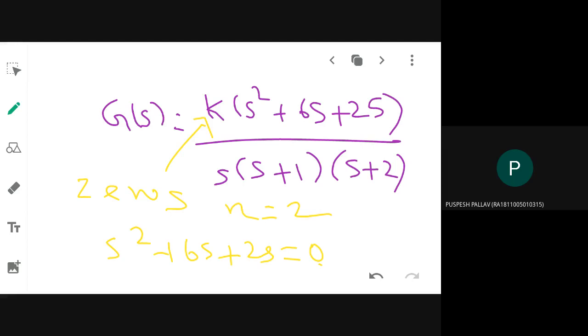Have you taken down the G(s) value? Yes, ma'am. Okay, so what is your first step? Purushottam, tell me the first step. To find the poles and zeros, ma'am. So for this problem, are you having zeros or not? Yes, ma'am. In the earlier problem you did not have zeros, but in this problem there is a numerator polynomial of what order? 2. So you will have 2 zeros. Find the roots and tell me.